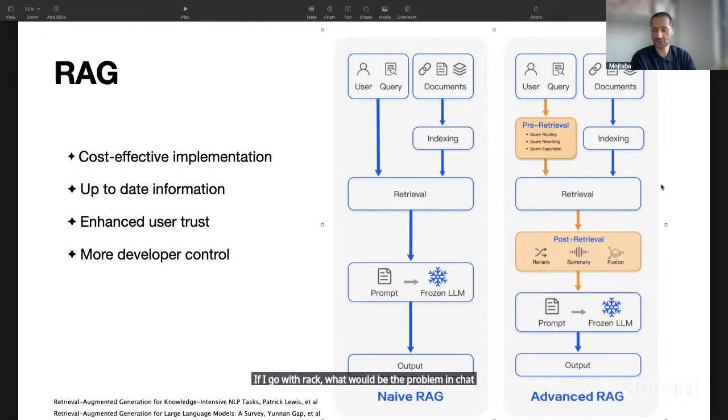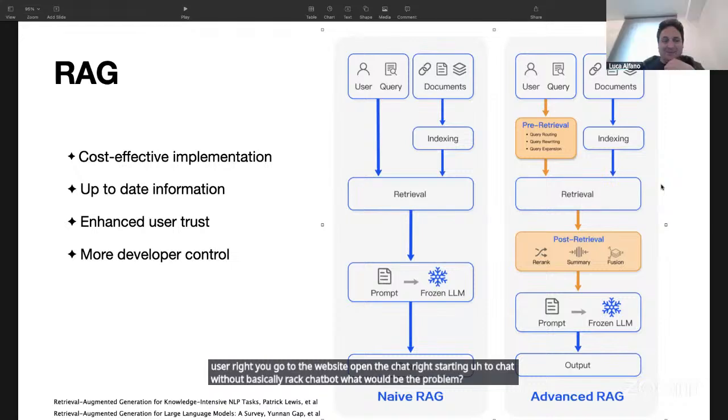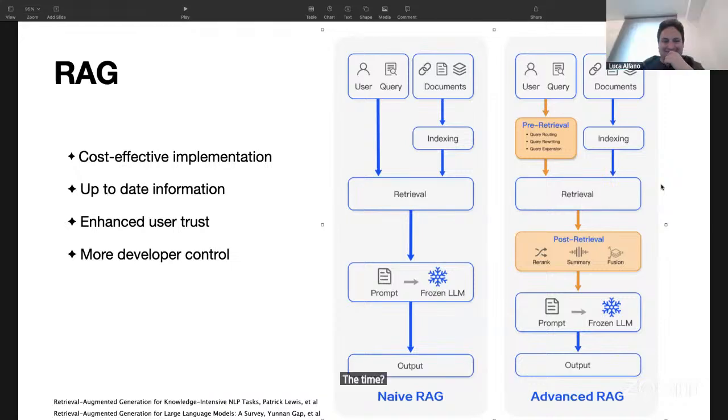So suppose you're a user, right? You go to the website, open the chat, and start chatting with our RAG chatbot. What would the problem be? The time? The delay in the response? A delay in response. Okay, that's possible.